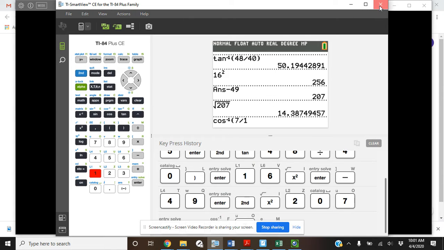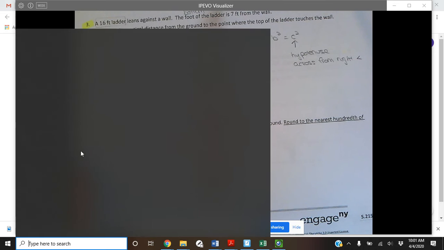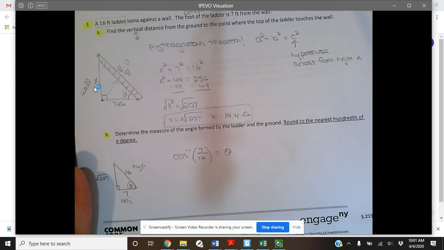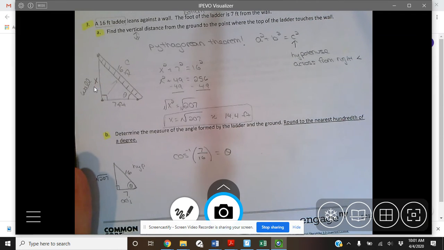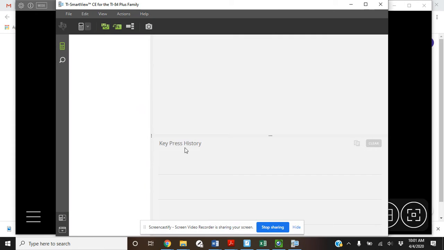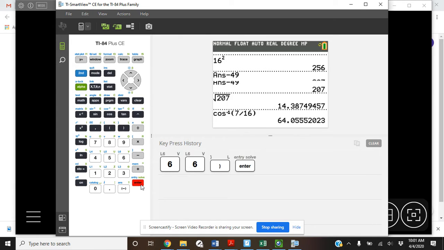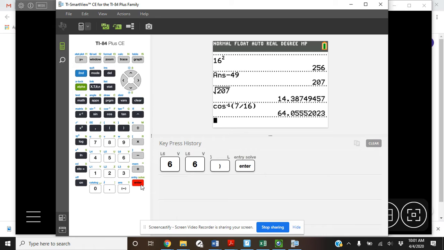Oh, it froze. Give me a second here so I can restart it. Divided by 16. Perfect. And we got 64.055.